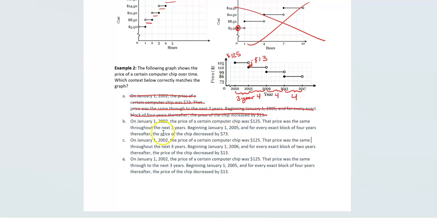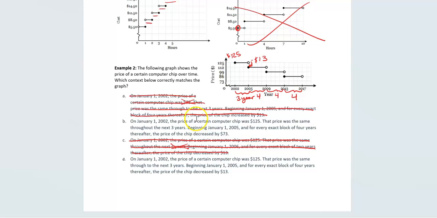The price was the same for the next 3 years. That's true. If we look at the next one, though, this says the price was the same for the next 4 years. That's not true. The next price did not begin in 2006. It began in 2005, which means I'm going to go ahead and eliminate C as an option, because it's not 4 years. And this one's out because it's not $73.